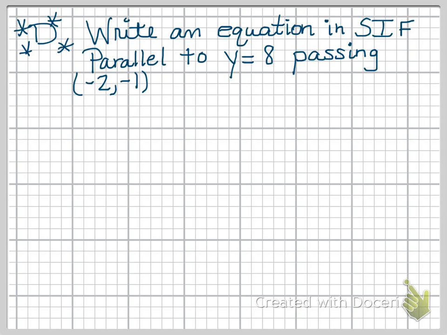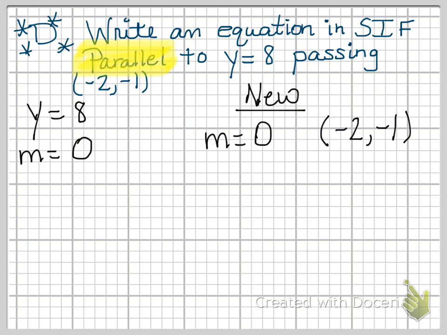So here is a challenge problem. I want you to pause the video and try this. So I need to have a parallel line. I found that the slope of my first line is 0, so I know my new one has to also be 0, and it has to pass through negative 2, negative 1.